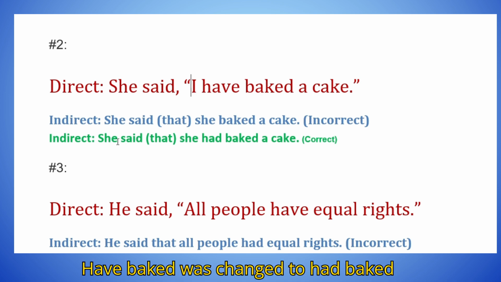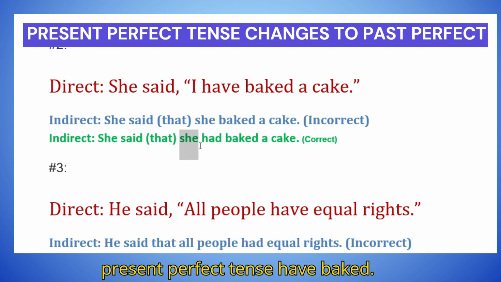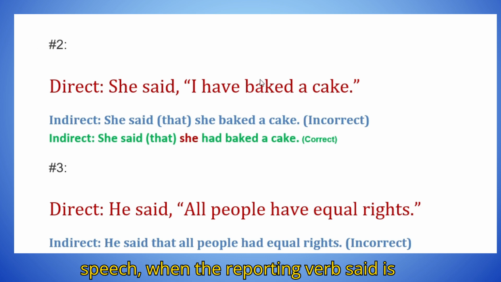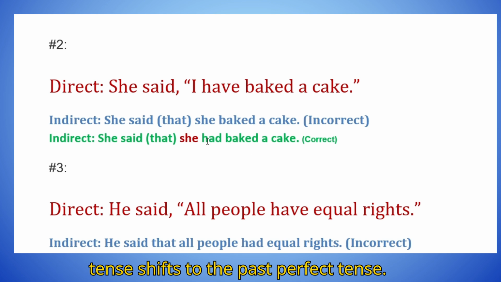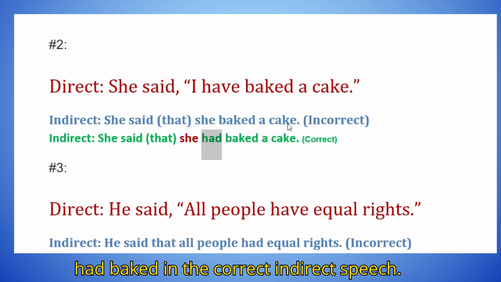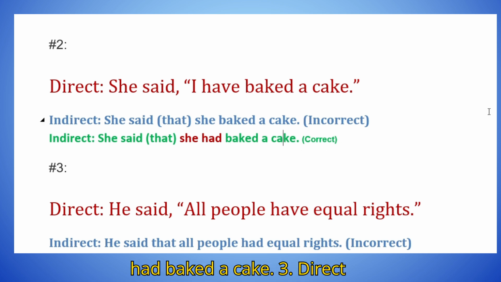Have baked was changed to had baked because the original verb is in the present perfect tense, have baked. According to the rules of indirect speech, when the reporting verb, said, is in the past tense, the present perfect tense shifts to the past perfect tense. This is why have baked becomes had baked in the correct indirect speech. So, the correct sentence is: indirect. She said that she had baked a cake.